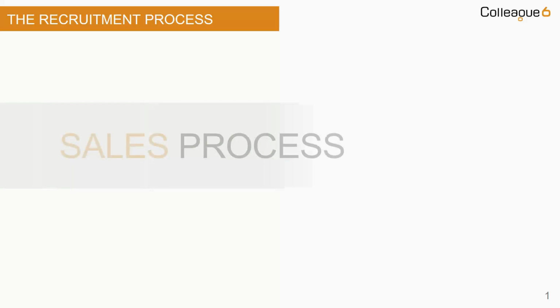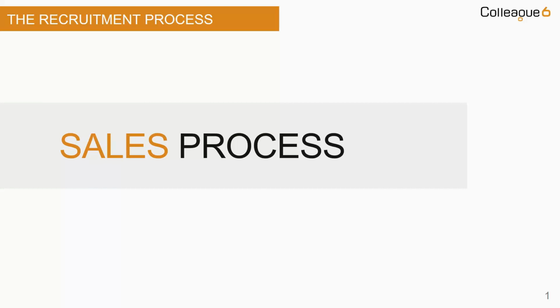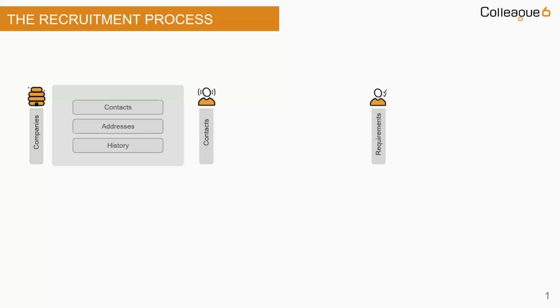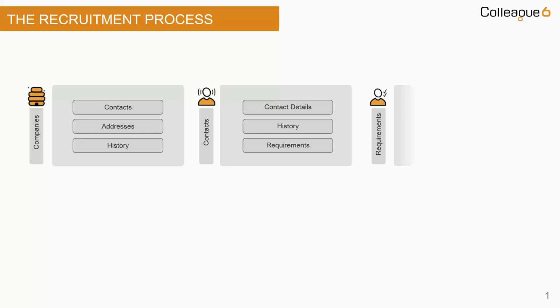As covered during the introduction of this course, we have broken down the areas of this training into two main components: sales and delivery. The sales process consists of companies, contacts, and the initial creation of the requirement.